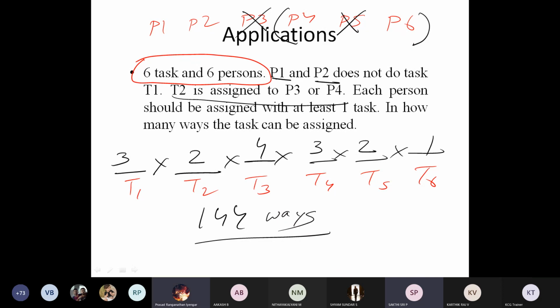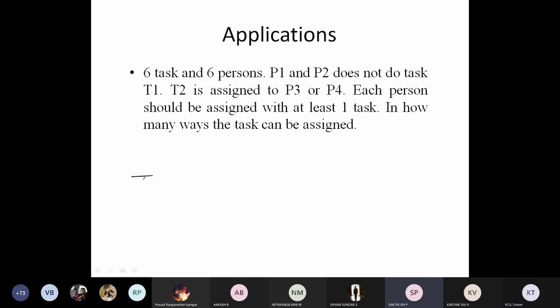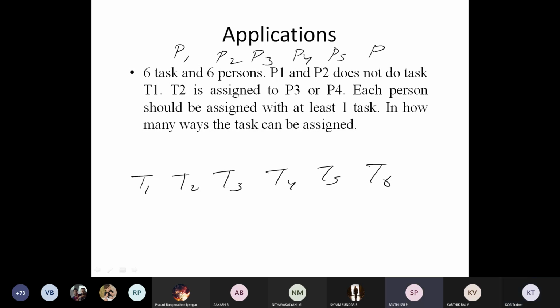So one more time, can you explain this method, sir? Sure, we'll do that. Task 1, task 2, task 3, task 4, task 5, task 6. Similarly, there are 6 people. The condition says that P1 and P2 do not do task 1 and T2 should be assigned to P3 or P4. So T2 should be given to either P3 or P4. I have only 2 possibilities. Out of the 2 persons, 1 person will get task 2.